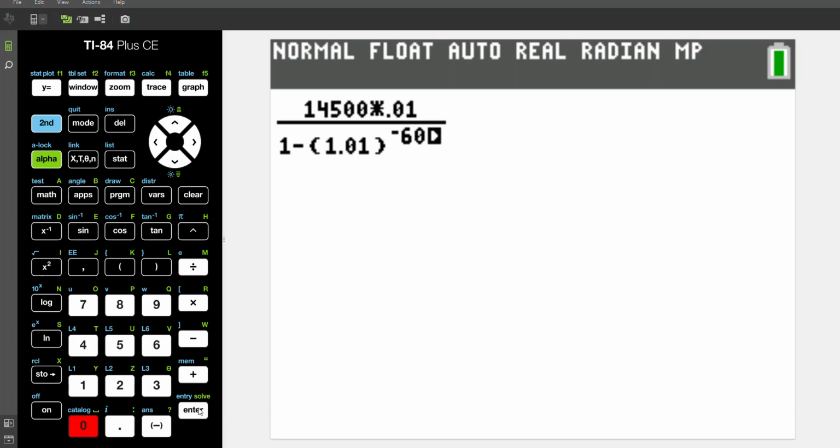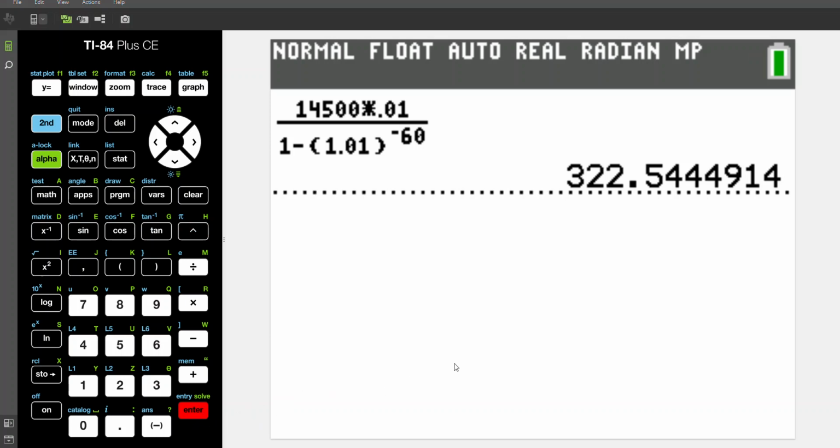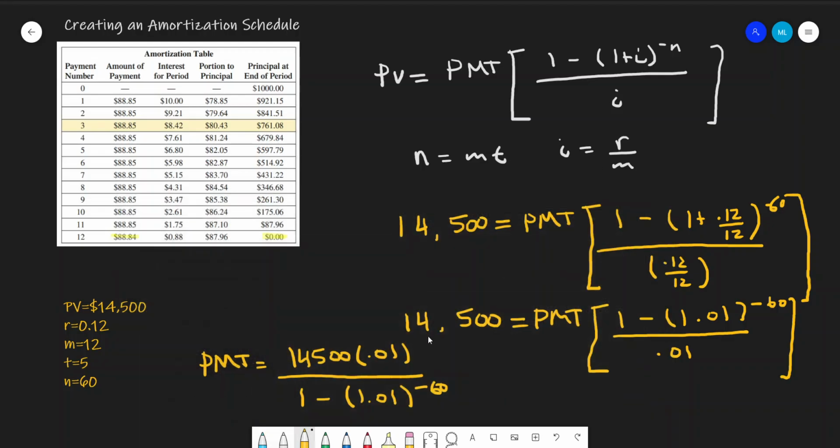Okay, now when we hit enter, this is the amount that we would be paying monthly for 5 years, essentially. So we have that it's 322.54. Okay, so essentially the payment size is approximately 322 and 54 cents.